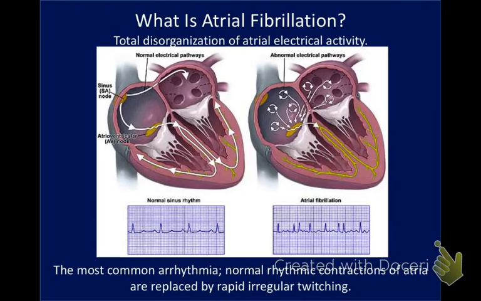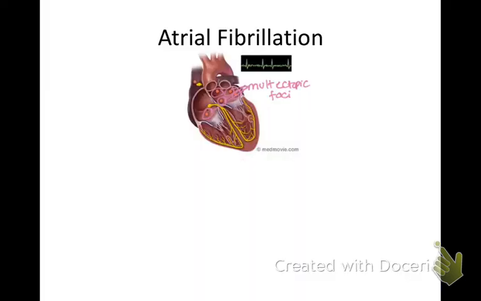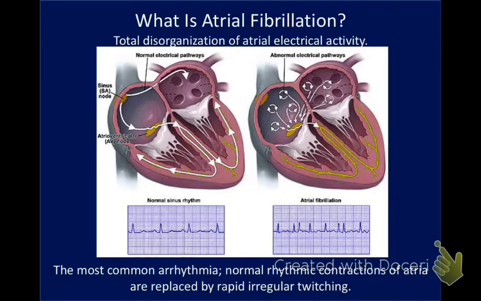All right. That's different than AFib. With AFib, it's not about conduction through, it's where it's originating from. So what should happen is that it should start in the SA node, cause the atrium to contract, go to the AV node, which is then going to cause the ventricles to contract.